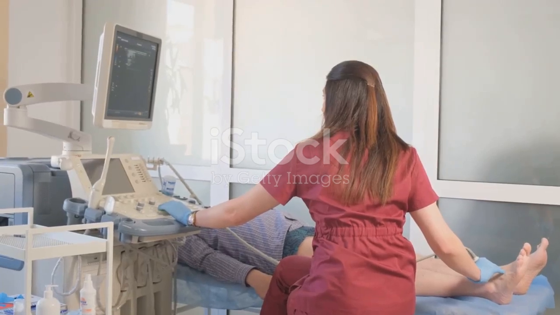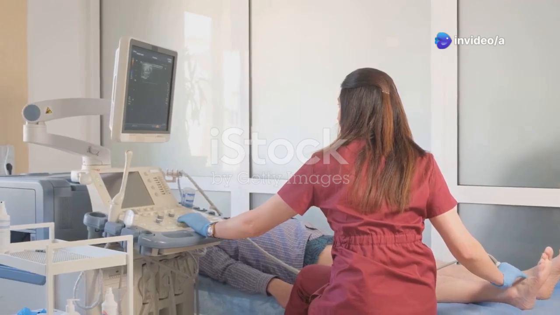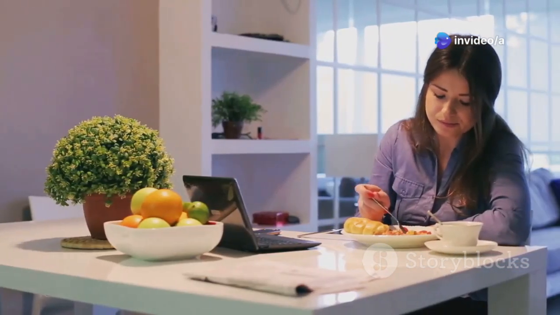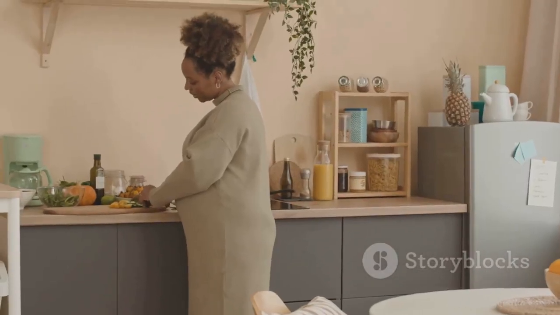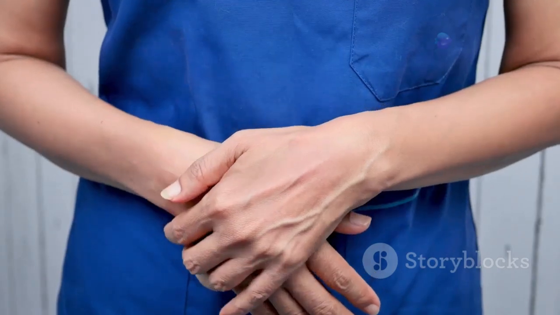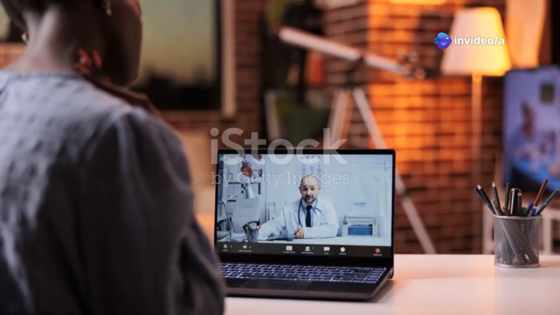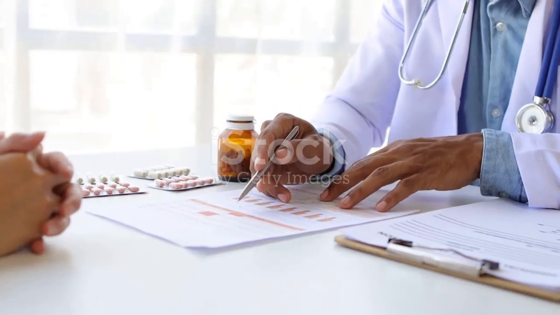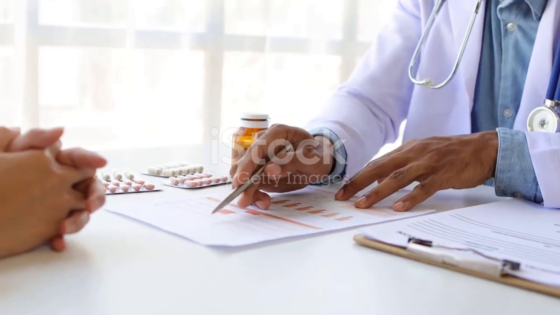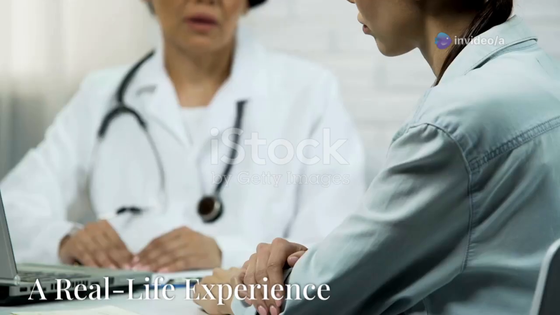Early diagnosis through imaging and blood tests is crucial for effective treatment and prevention of complications. Lifestyle changes such as maintaining a healthy weight, following a balanced diet, and engaging in regular exercise can significantly reduce the risk of gallstones. These proactive steps can help individuals maintain their gallbladder health and prevent the formation of stones. If you experience symptoms of gallstones, it is important to seek medical advice promptly. Early intervention can prevent more serious health issues and improve quality of life. For more information and support, consult with healthcare professionals and explore additional resources.